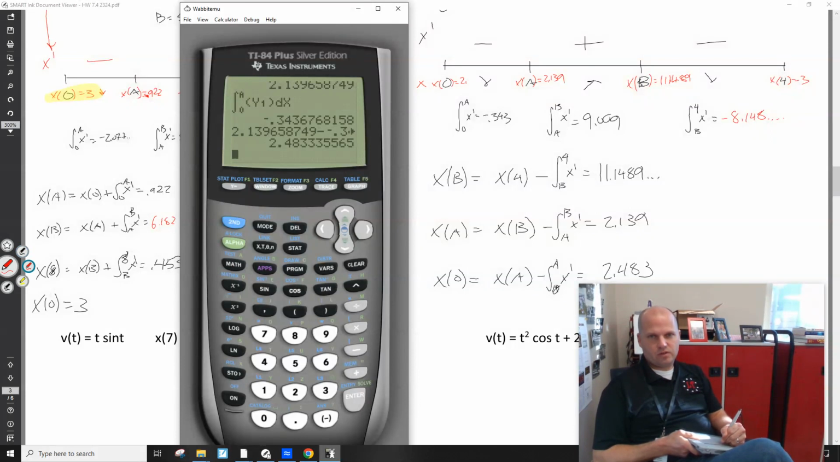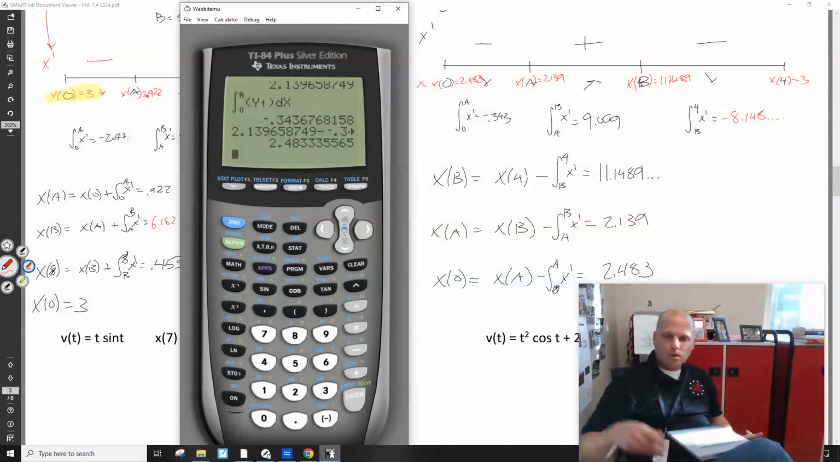This is a lot more efficient, I think, the way that I did it here compared to the way that I did it on the day 2 homework. Okay, let's make sure it works. 2.483 minus a little bit, okay, 2.13. Add 9, 11.489. Subtract 8, 3. Boom.